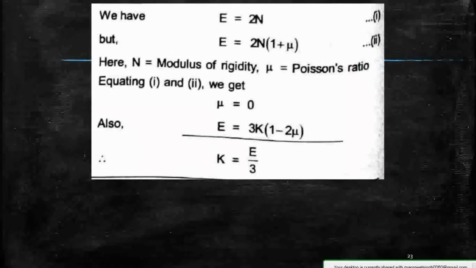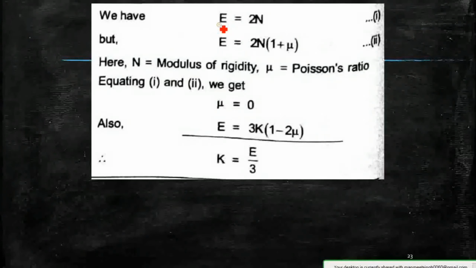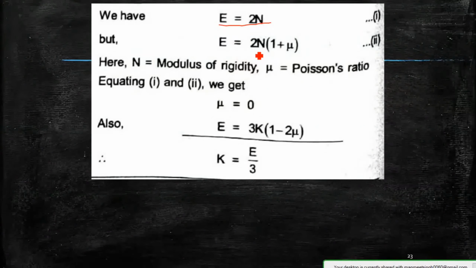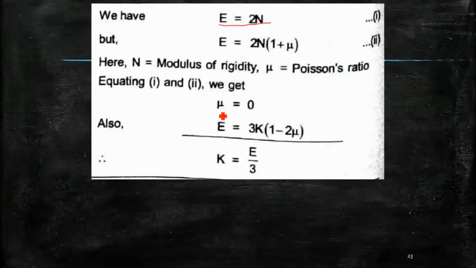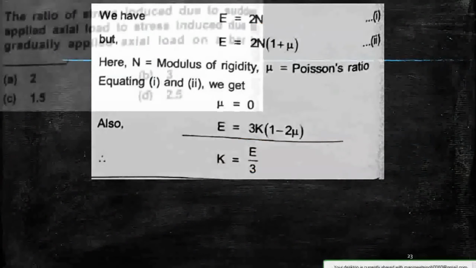Coming to the next question, for a material having modulus of elasticity E and modulus of rigidity N, it is seen that E is equal to twice N, and the bulk modulus K of the material is given as? So we have the relation between E and K or N. We know E is equal to twice N into 1 plus mu, and from that relation we can compare that mu is equal to 0. We also have E is equal to 3K into 1 minus 2 mu, and substituting mu is equal to 0, we get K is equal to E by 3. This is the answer.